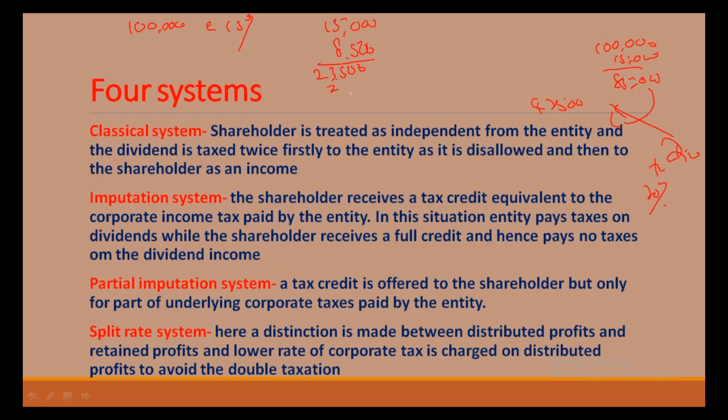Now, another system, what they do is they are more generous. They are a little bit fair. They give what we call full imputation. So the company pays 15,000 taxes. It's all right.